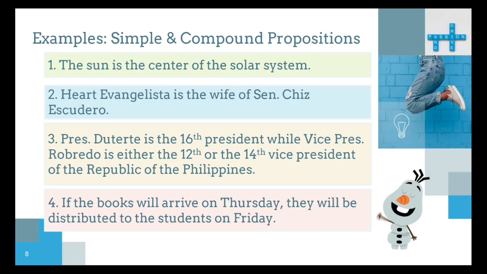Example: The sun is the center of the solar system. Heart Evangelista is the wife of Senator Chiz Escudero. President Duterte is the 16th president, while Vice President Robredo is either the 12th or the 14th Vice President of the Republic of the Philippines. If the books will arrive on Thursday, they will be distributed to the students on Friday. So, statements 1 and 2 are simple, while 3 and 4 are compound propositions.